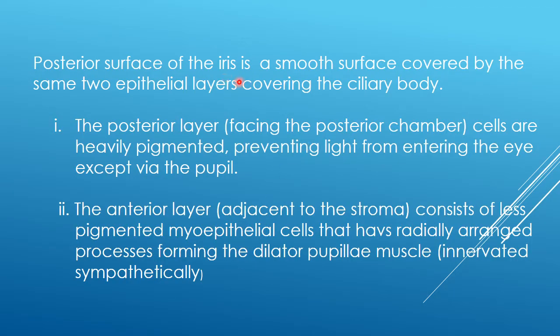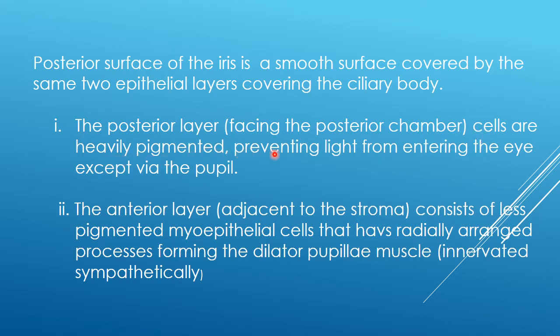The posterior surface of the iris is smooth as compared to the anterior, in which you have seen the grooves showing the rough appearance. The posterior surface is covered by two layers of epithelium, the same as those of the ciliary body, but reverse in order, keep in mind. The posterior layer, which faces the posterior chamber, is pigmented. It has melanocytes, so it is a heavily pigmented epithelium.